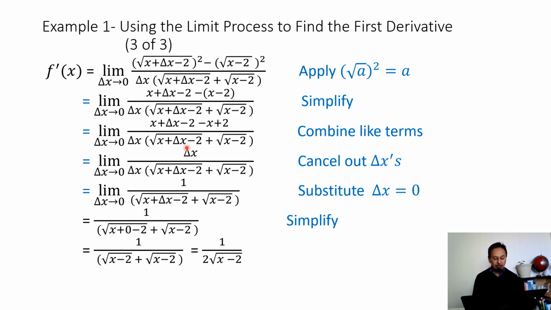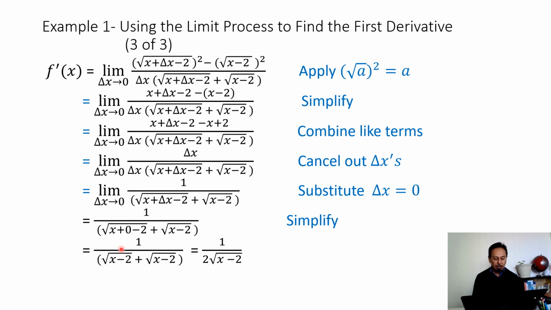Now we can cancel out delta x with delta x, and we have the limit as delta x approaches 0 of 1 over the square root of x plus delta x minus 2 plus the square root of x minus 2. So now we can do direct substitution, delta x equals 0, and we have this. When you do direct substitution, you do not need to write this limit.